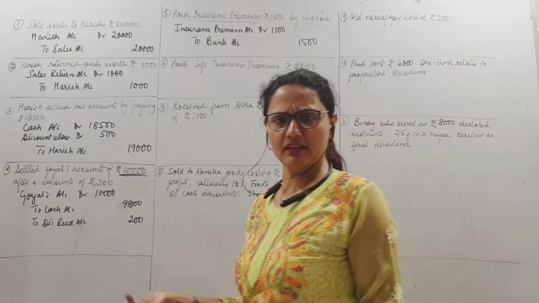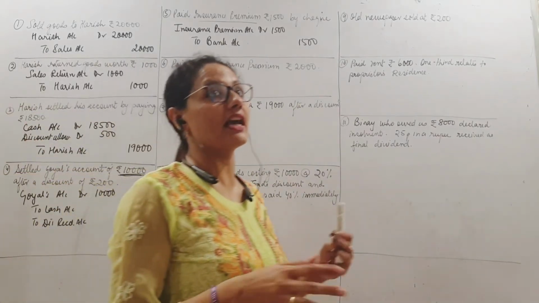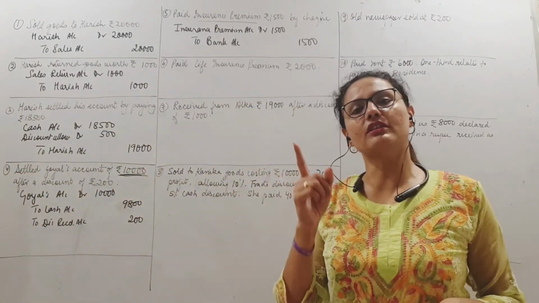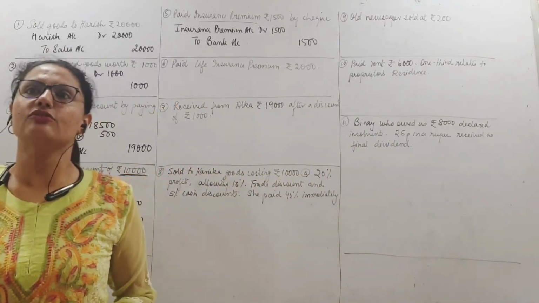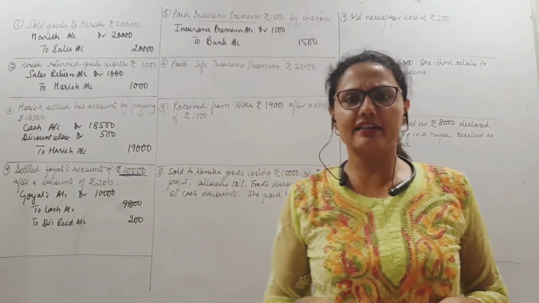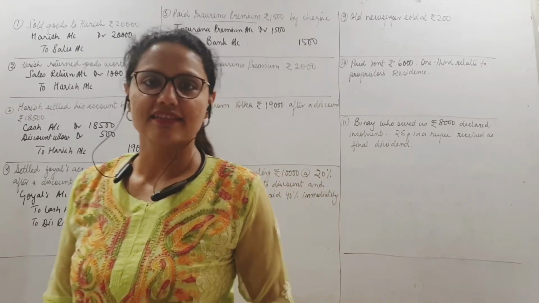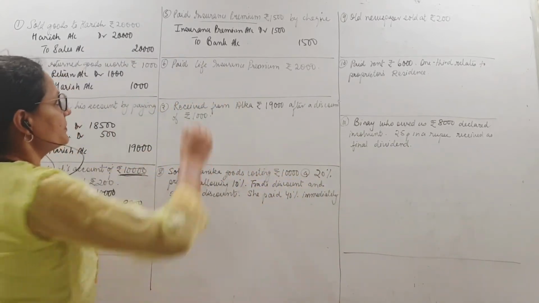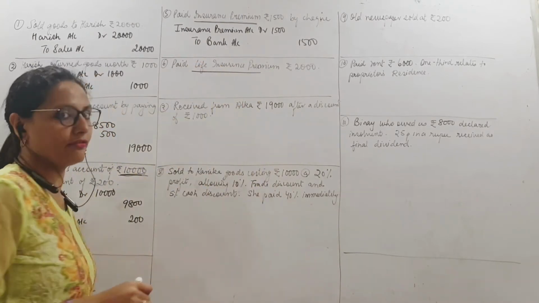Paid life insurance premium of 2,000. Okay, again the same thing. Life insurance premium cannot be on the life of the business. It is obviously for the proprietor's life. Proprietor's life insurance premium. Why should the business pay for it? It's a personal expense of the proprietor. Why should the business bear it? Getting it? Getting a difference between only insurance and life insurance.